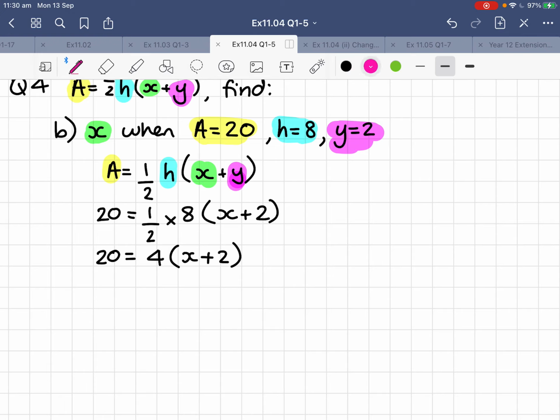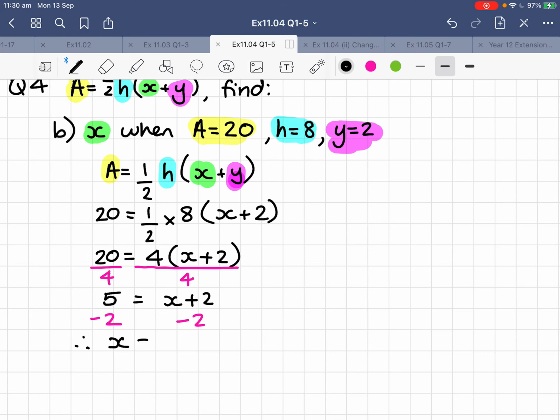Now I don't want that 4 there, so I'm going to divide both sides by 4. When I do that, I get 5 equals bracket x plus 2. Now we can also choose not to write our brackets here as we have nothing left timesing into it. What I then want to do is get rid of my plus 2, so I take it away from both sides, and therefore I get x equals 3.